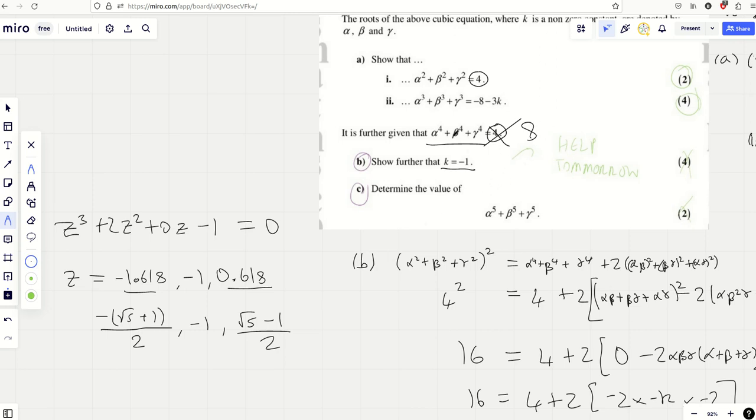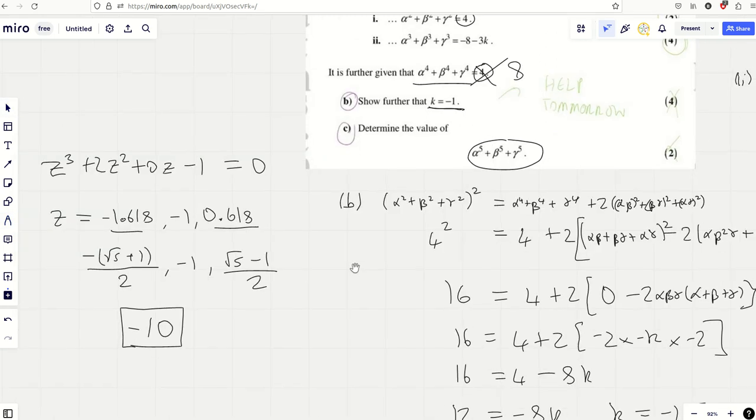Now, if we instead assume this is 8 and k does equal -1, it's dead easy then to determine the value of this, particularly now with a calculator, because once you've got k is -1, you've got all the roots. You can just do that to the power of 5 plus that to the power of 5 plus that to the power of 5. And if memory serves, I think it comes to -10. But there is a mistake in that question. That's how I would have done it personally.